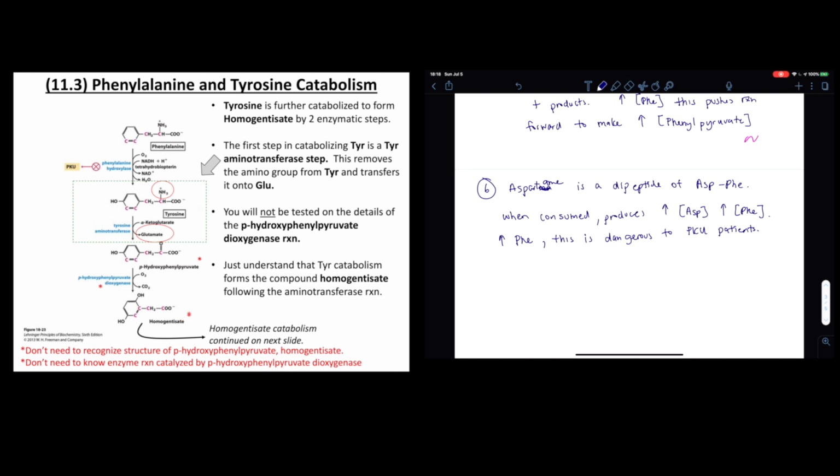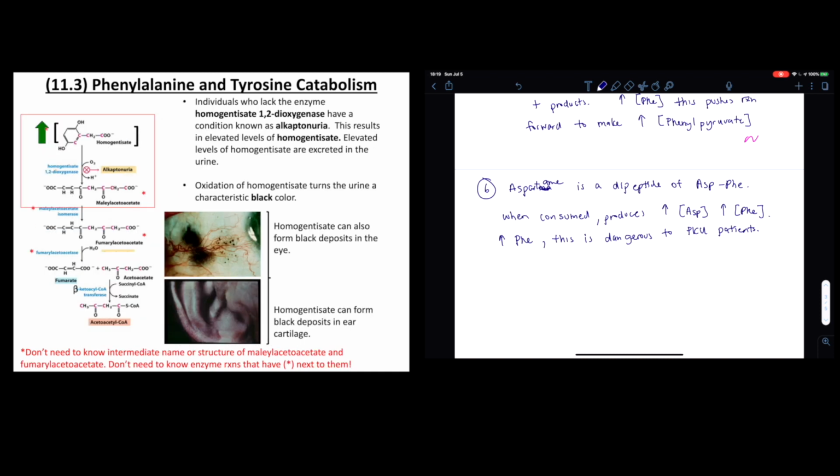You don't need to memorize the structure of this, but you do need to know this homogentisate because I will ask you this on a test. So make sure you know homogentisate. I'm warning you again. This homogentisate is bad because we're going to see that if you have this enzyme here, which is called homogentisate 1,2 dioxygenase, you have no problems.